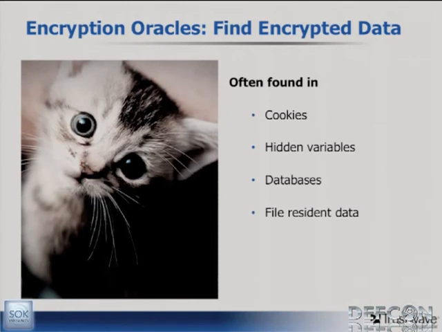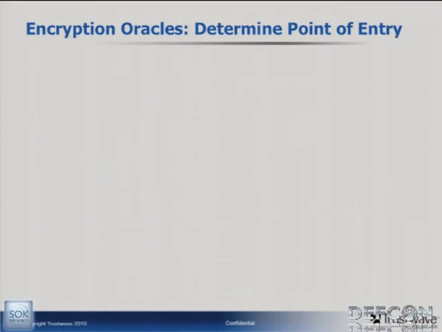So again, we're looking for encrypted data when we're talking about encryption oracles, but in this particular case, we're looking for it as output as opposed to as input. You'll frequently find this sort of thing in cookies and hidden variables, in databases and file resident data. And then the next thing that you're going to need to do is to determine the point of entry.